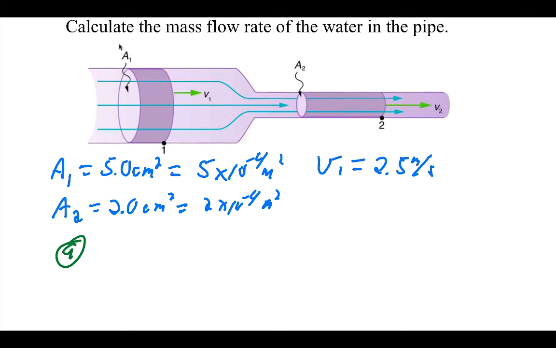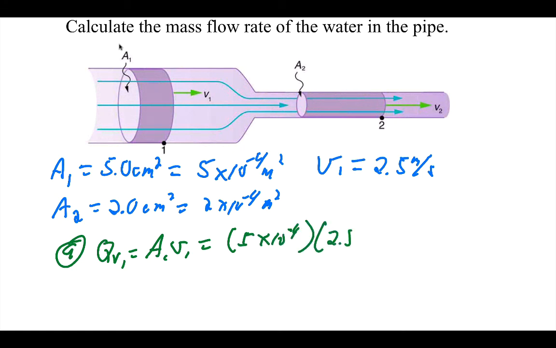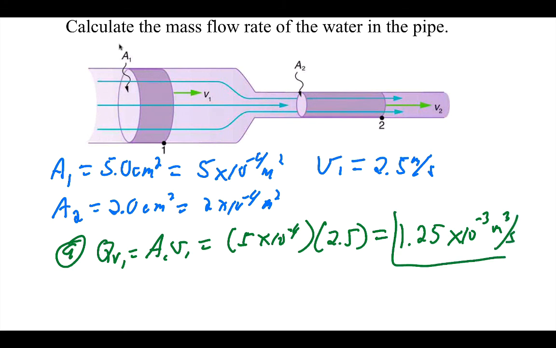So the first part, calculating the volume flow rate. Now we could calculate it in either part of the pipe, but obviously we want to calculate it in section 1 because that is where we know the most information. So an area of 5 times 10 to the minus 4, a velocity of 2.5, is a volume flow rate of 1.25 times 10 to the minus 3 cubic meters per second.